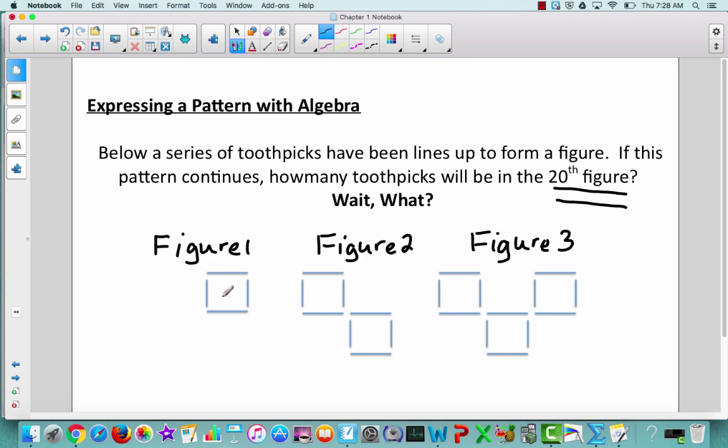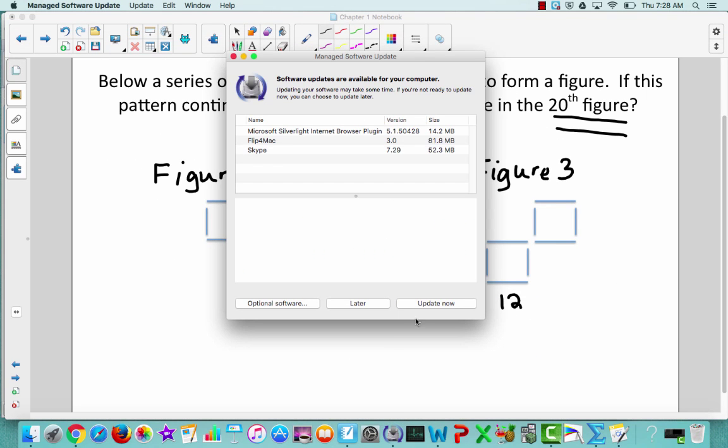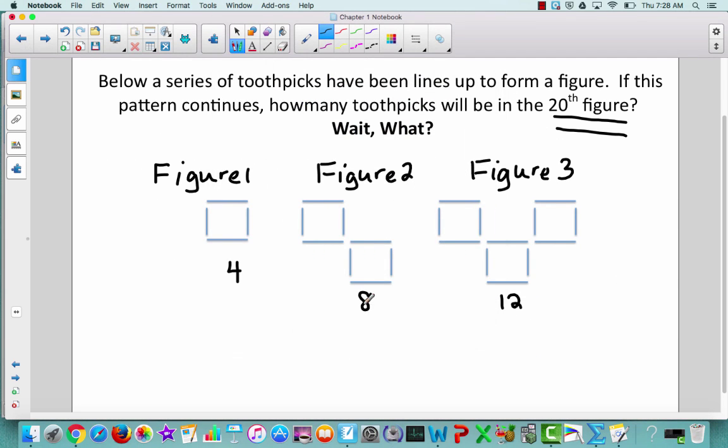Okay, so I'm going to count up how many I have in each one. So figure one, I have 4 toothpicks. Figure two, I have 8 toothpicks. And figure three, I've got 12 toothpicks. All right, so what you might be seeing is that it seems to be going up by 4 every single time. All right, so we can actually come up with an expression that would help us.